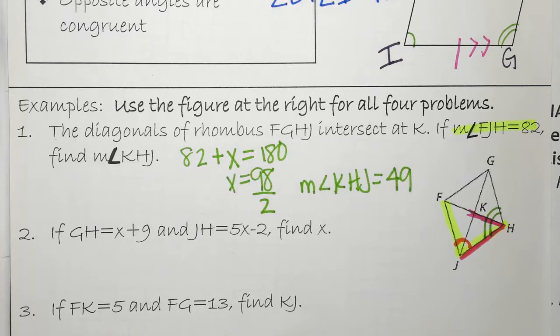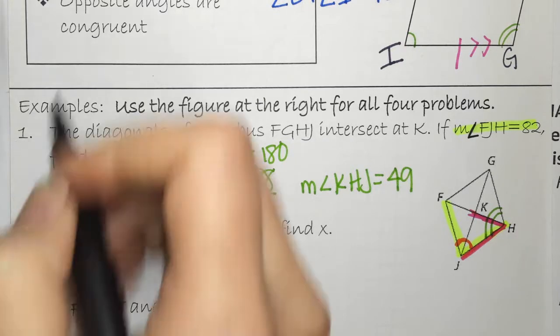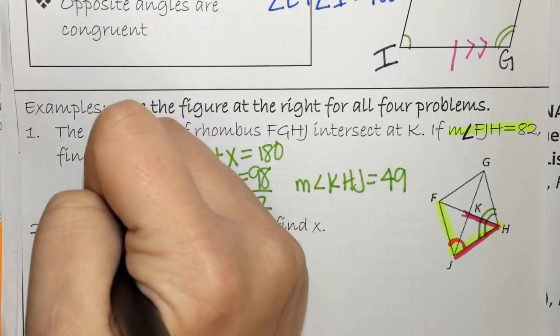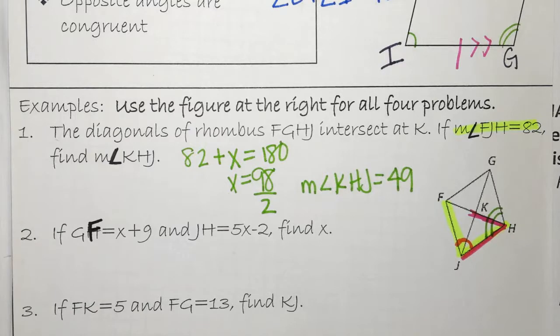Alright, let's look at number 2. Oh, Blair. That should say GF. I'm pretty sure.